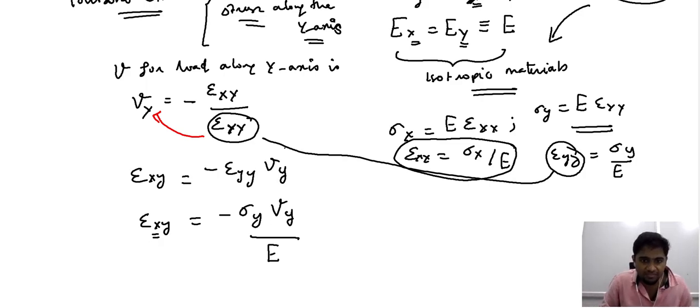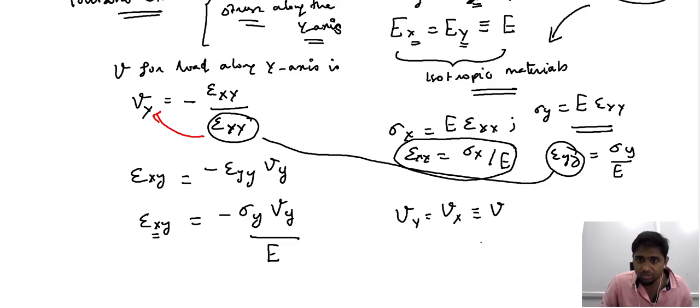So in this expression, we have the stress that brings about the strain, that is sigma y, the Poisson's ratio along the same direction, and the Young's modulus. Now since we have considered an isotropic material, similar to the Young's modulus, the Poisson's ratio along the y direction is equal to the Poisson's ratio along the x direction.